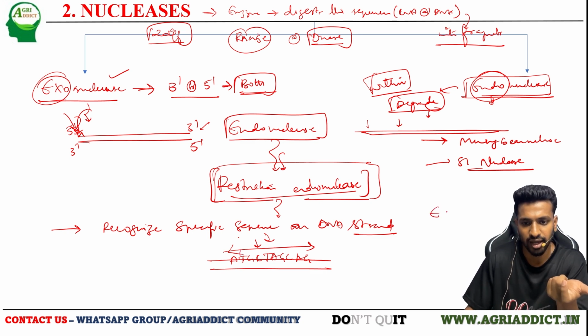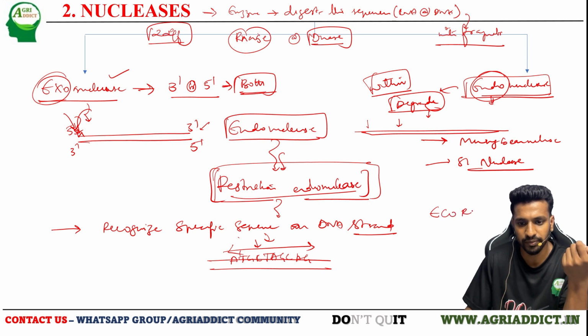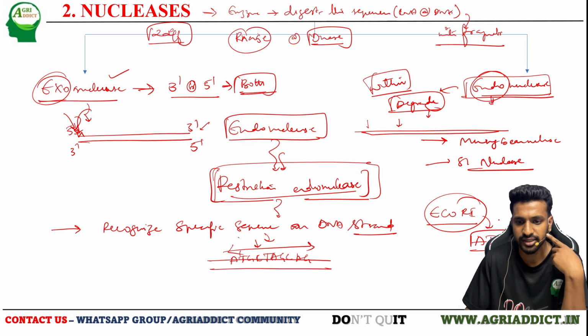What I mean to say is it can recognize only a specific sequence. For example, I have one restriction endonuclease enzyme, EcoRI. If we assume hypothetically that it will recognize a certain sequence, ATGCCA, so this is a sequence that it will be recognizing, and it is recognizing a 6 base pair sequence.